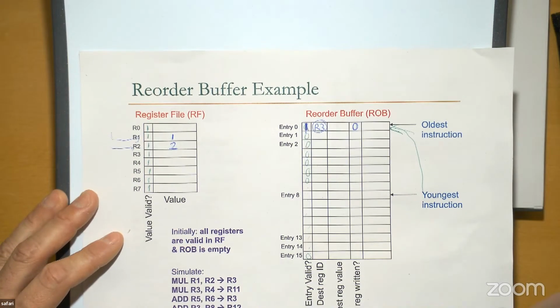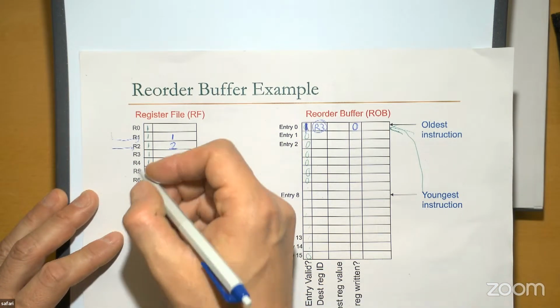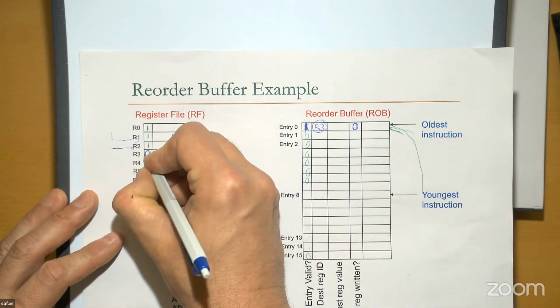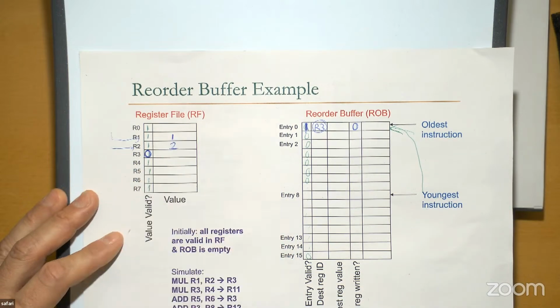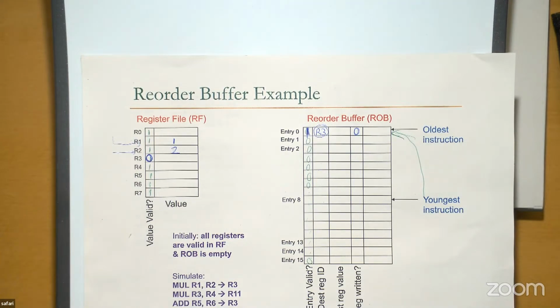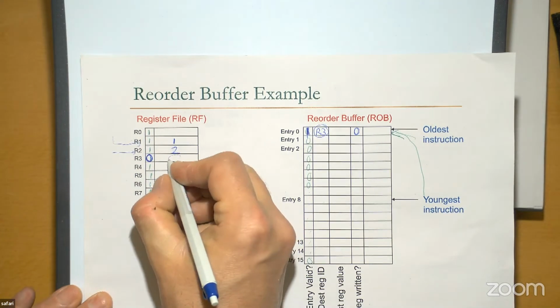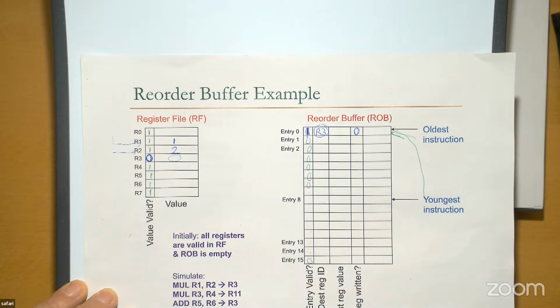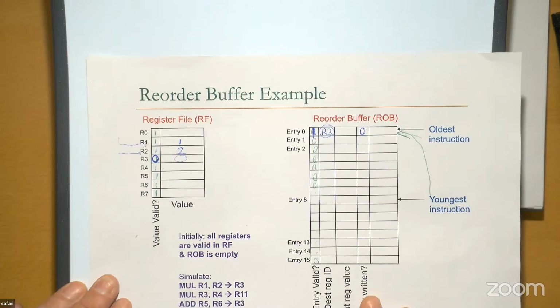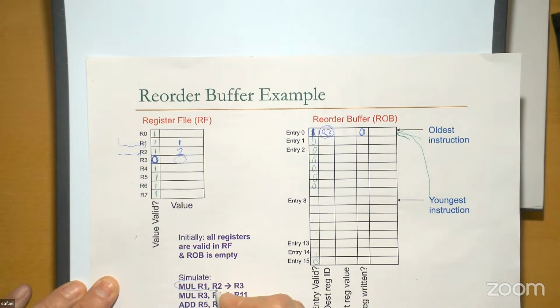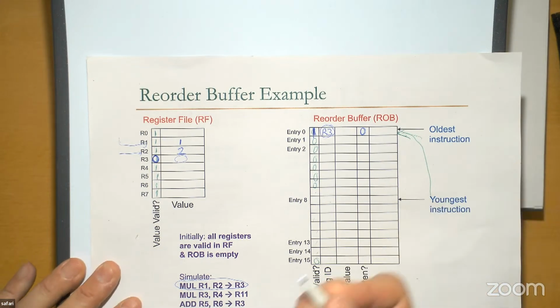Something else needs to happen. Multiply needs to tell everyone that R3 is not valid anymore, so that later dependent instructions are not going to get whatever garbage value is there, because multiply is going to produce that value. So at this point, we've decoded multiply. That sounds good, right? Okay, so now let's decode the next instruction.